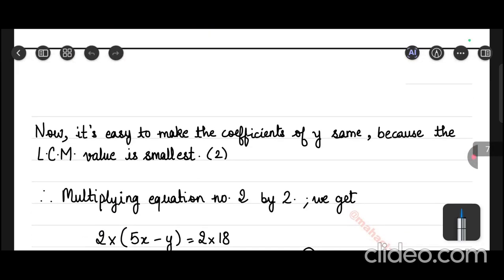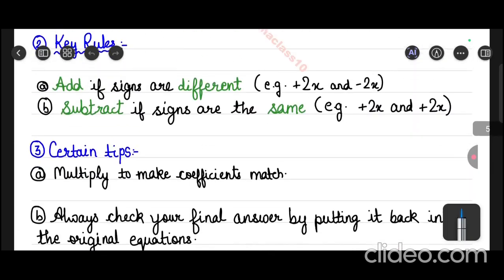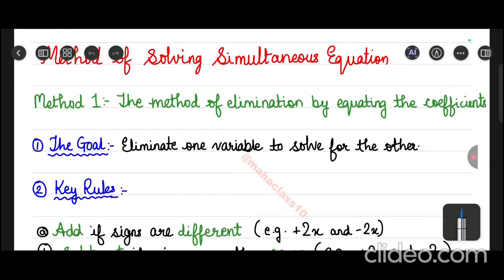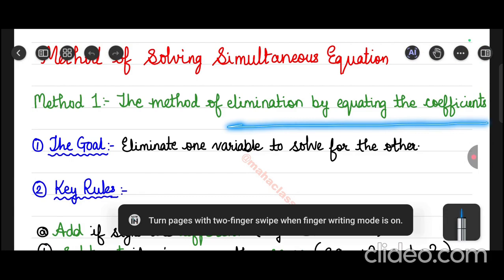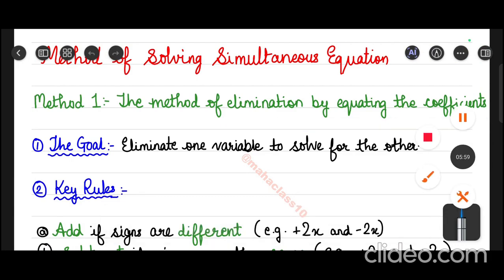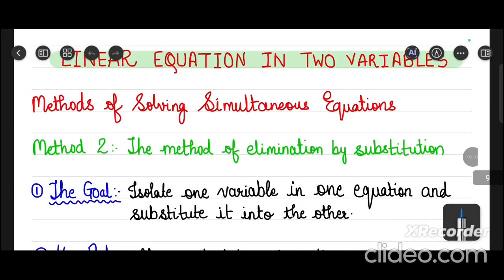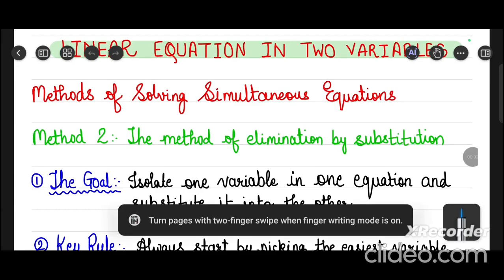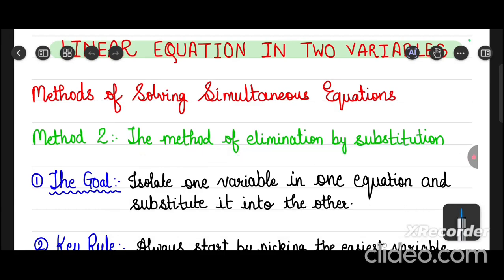So we have the method called the method of elimination by equating the coefficients. Now let's look at method number 2, the method of elimination by substitution. In the previous method we used elimination by equating the coefficients. Now we will use substitution.